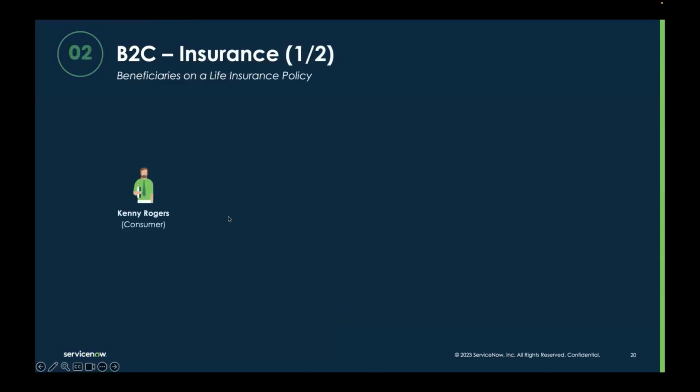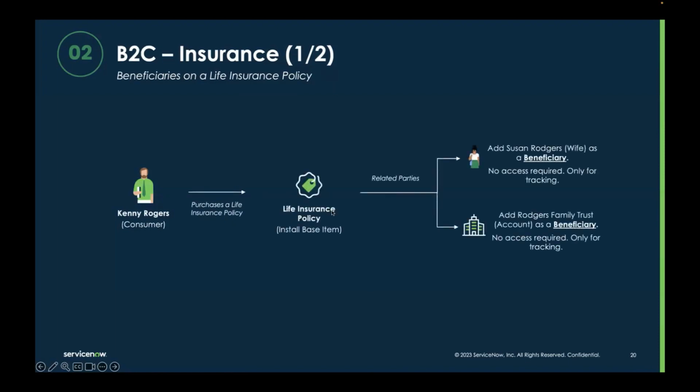Kenny Rogers purchases a life insurance policy, which is a product. He nominates his wife, Susan, as a beneficiary who does not require access to the product and its cases. And he also wants to add his family trust as a beneficiary, again, without access and just for tracking. Now let's see how we can set up this scenario.